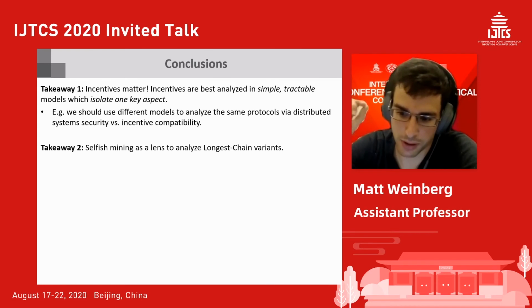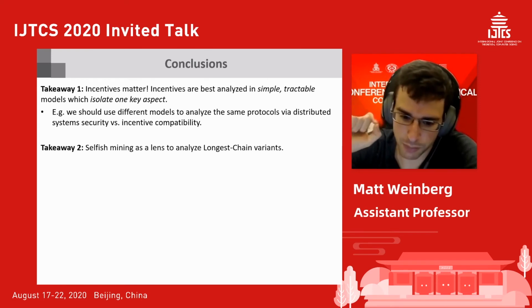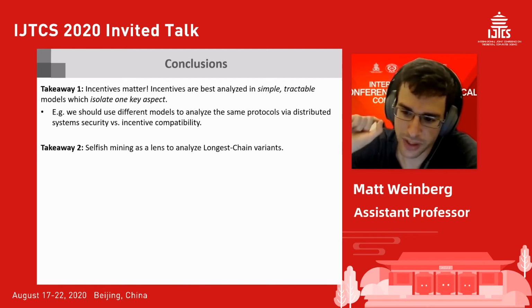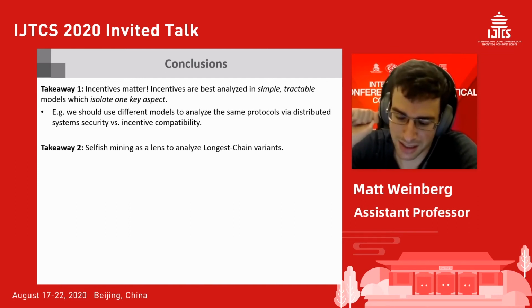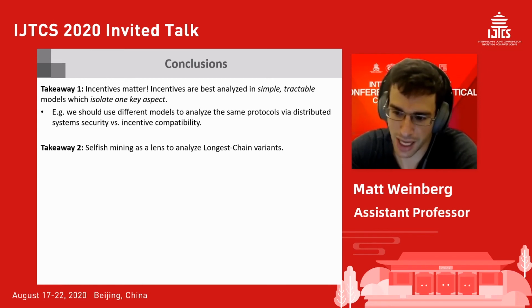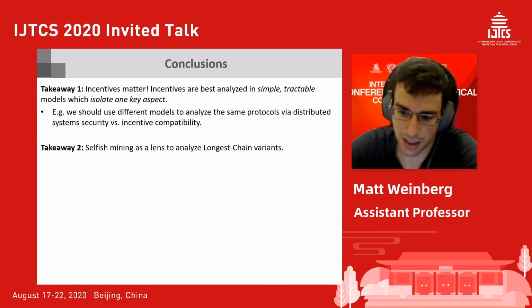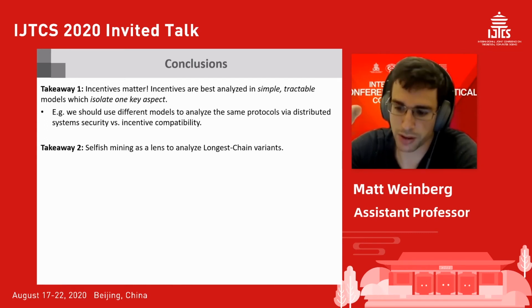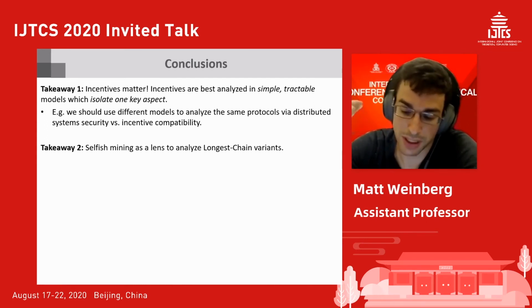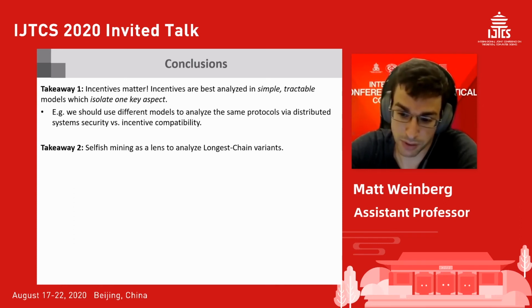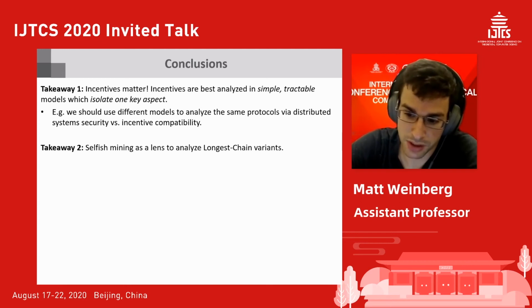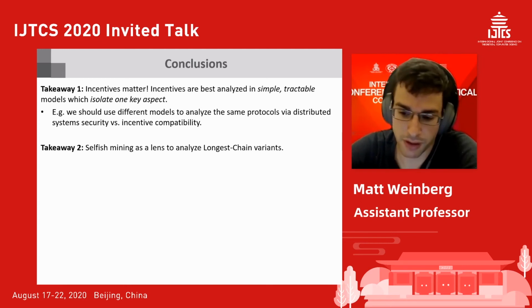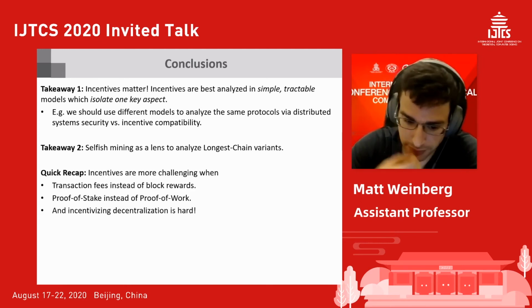The second takeaway that I want to point out is that selfish mining was a really useful lens to analyze longest chain variants. Not because I'm necessarily claiming that selfish mining is the attack that's going to happen in practice. I'm not claiming that. But it did still give us insight as to whether large but not 50% miners could do something profitable, or small miners could do something profitable. And I think that was a helpful distinction, independent of whether it was selfish mining that caused that.